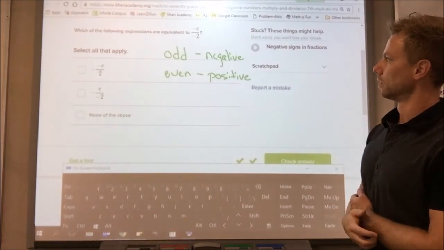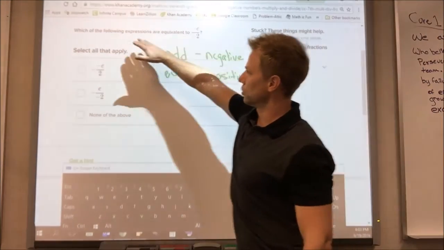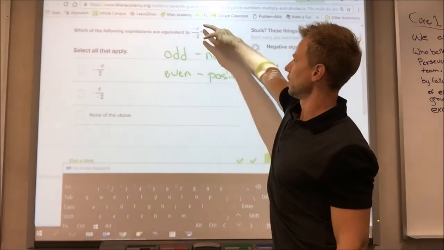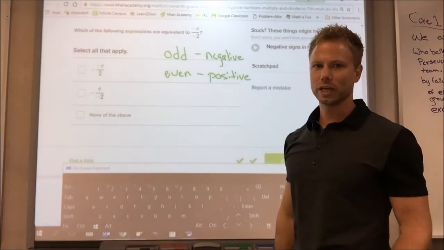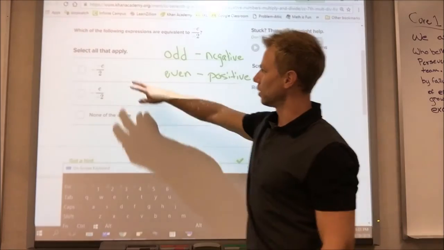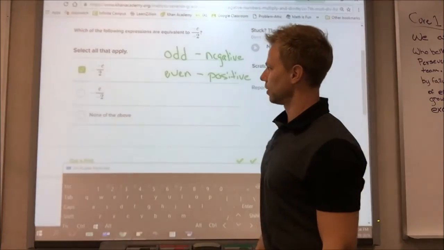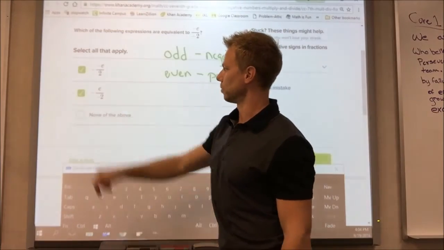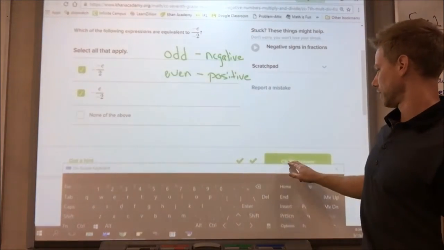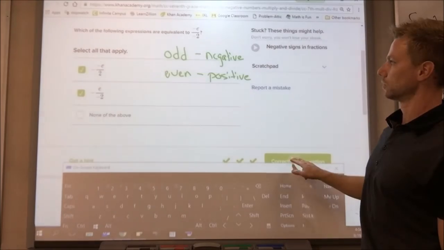Okay, let's try another. Here it says, which of the following expressions are equivalent to this? We have two negatives, so it's going to become a positive. So here we have 2 as well. It's going to become a positive, so it would match that one. Here we have 2, it'll become a positive, so it's going to match that one. Matches both of those.